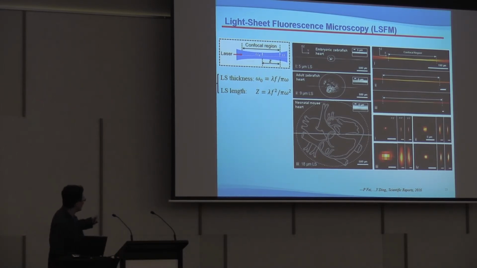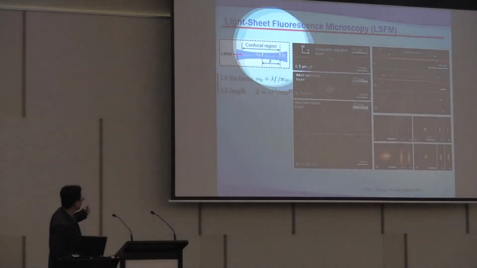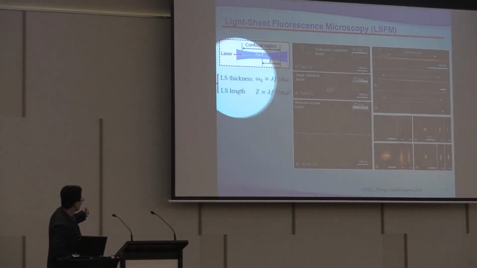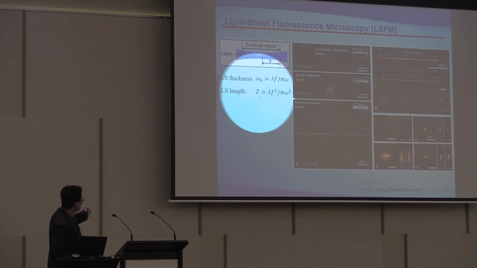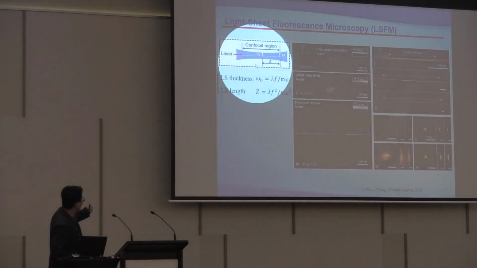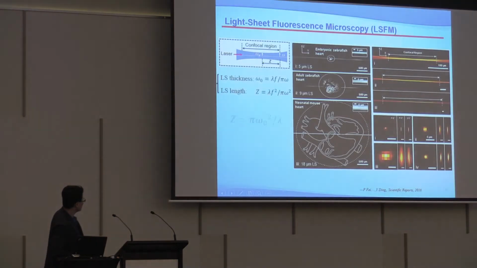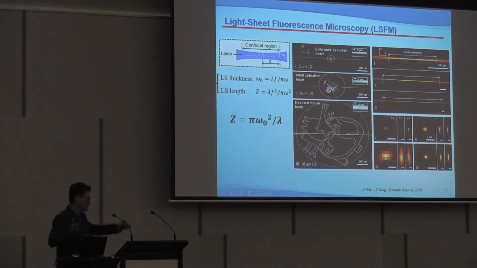So I think the idea is to really understand the fundamental principle of light sheets. This light sheet is a Gaussian beam, and this is the focal point where one can provide high spatial resolution. That focal region is defined as the light sheet length, and the thickness is defined by this omega naught. Based on this variation, one can change the light sheet length and perform multi-scale imaging from zebrafish embryo using a light sheet length of 5 micron to 18 micron for neonatal mouse hearts.